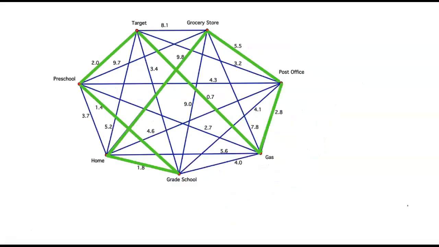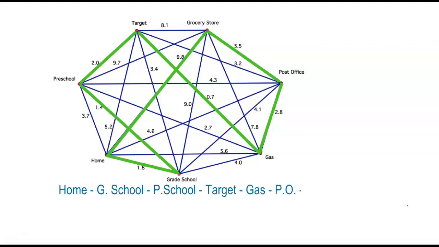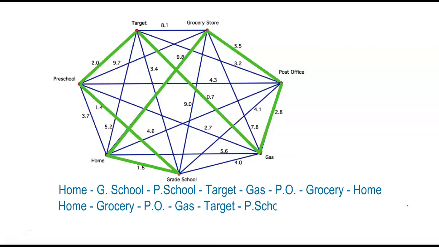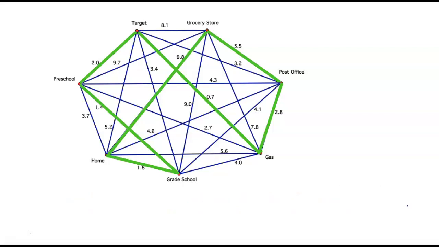Using the cheapest link algorithm, we have a route beginning at home and traveling to each vertex before coming back home. Notice that I could go in either direction. I could pick up my kids from grade school and preschool first before going to Target, get gas, the post office, the grocery store. Or I could go to the grocery store first, post office, get gas, Target, and then pick up the kids at preschool and grade school. Either direction will give me the same total distance in kilometers. This route that we calculated gives us a total distance of 24 kilometers.